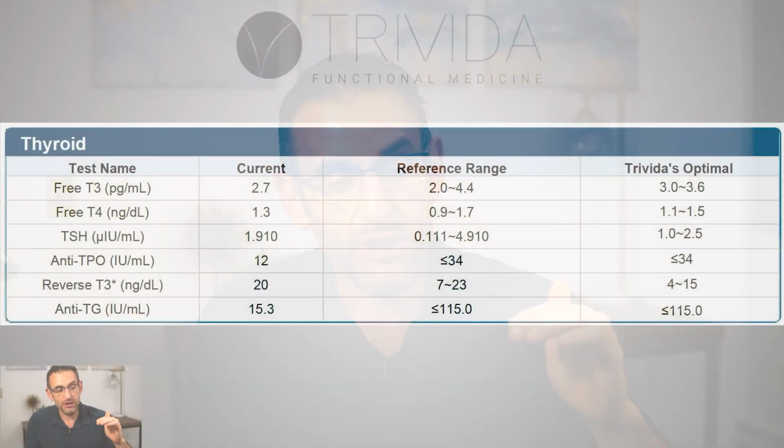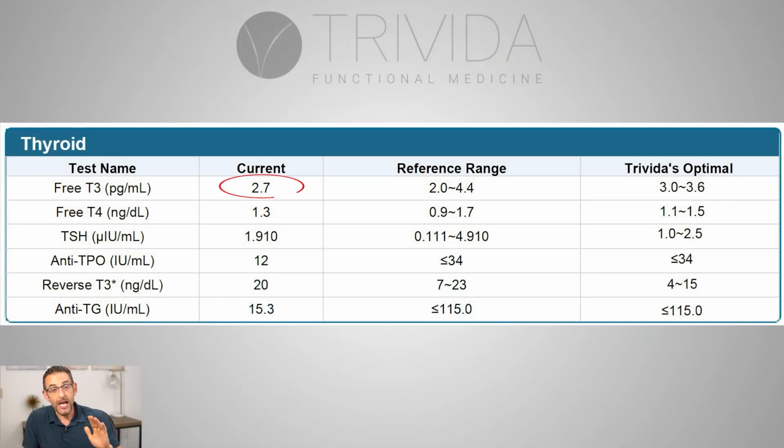So T3 is one of the most important thyroid hormone markers that we need to check and make sure is good. Okay, so the first thing we're looking at is free T3 in this example, and the T3 is 2.7. In a perfect world, I'd like to see it above 3, even 3.5 or above, depending on how you feel. So 2.7 I would consider low.